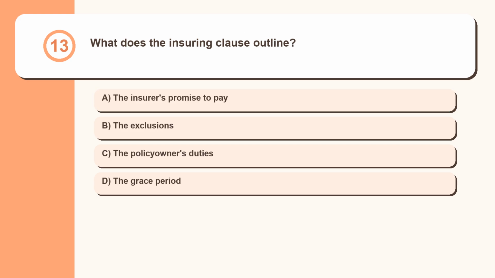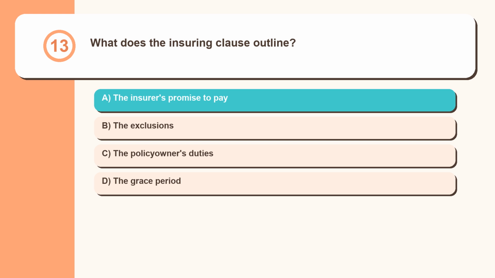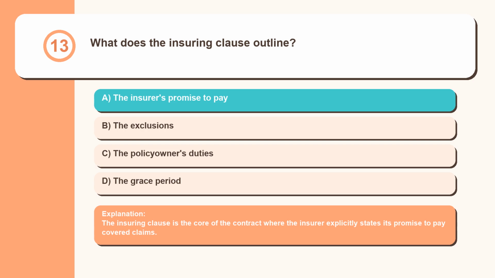Question 13. What does the insuring clause outline? The insurer's promise to pay, the exclusions, the policy owner's duties, the grace period. The insuring clause is the core of the contract where the insurer explicitly states its promise to pay covered claims.